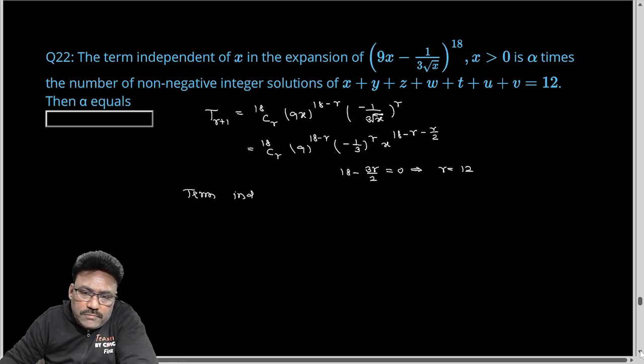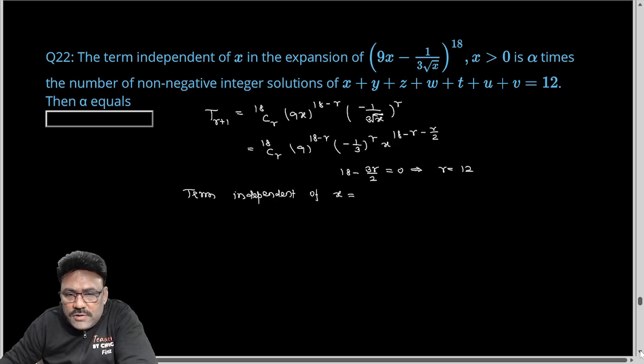Term independent of x. Put r is equal to 12. So it is 18C12, 9 raised to 18 minus 12, which is 6, and then (minus 1 by 3) raised to 12. So finally it is 18C12.